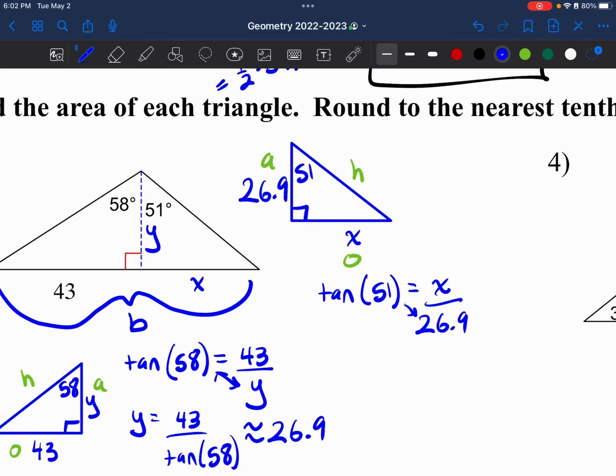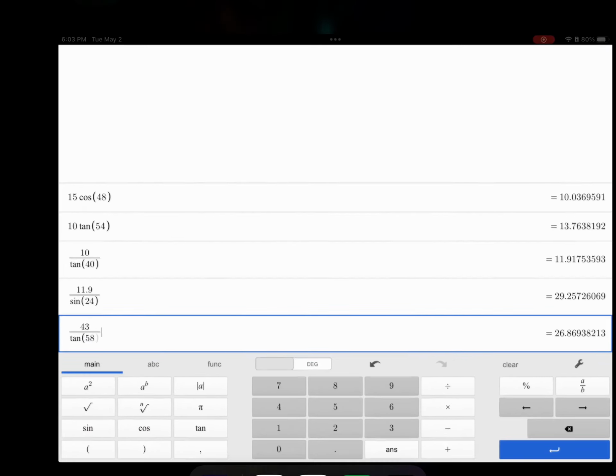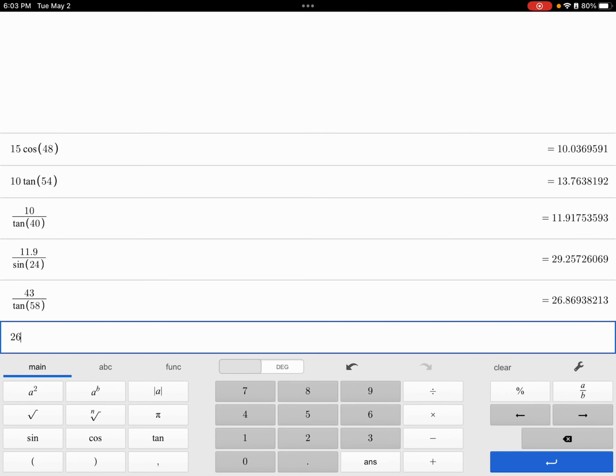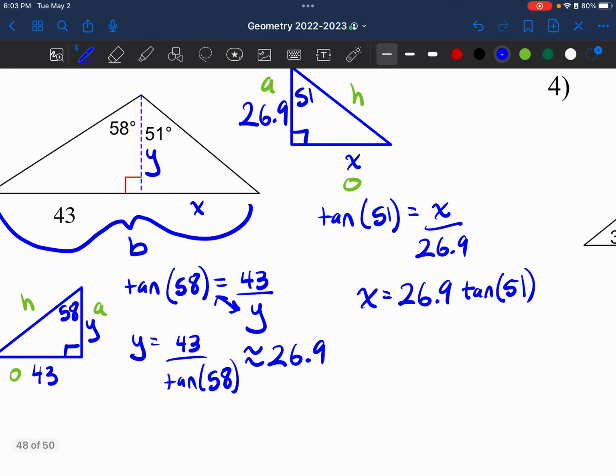I'm going to multiply both sides by 26.9. I'm just going to say x first. X is equal to 26.9 times tangent of 51. So let's do that. 26.9 times tangent of 51, which rounded is 33.2. So I get this length of 33.2. X is about 33.2. So now I have all the pieces I need to put them together.